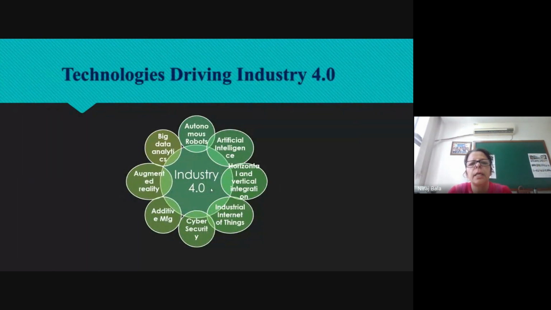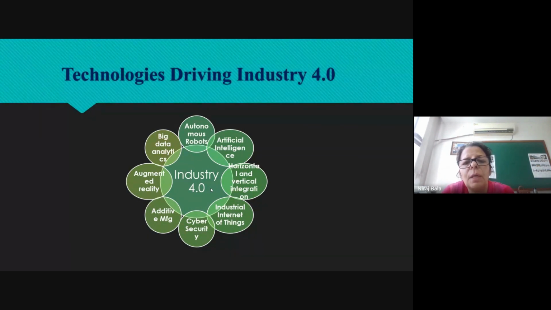Now, what are these technologies? These technologies include autonomous robots, artificial intelligence, horizontal and vertical integration, industrial Internet of Things, cybersecurity, additive manufacturing, augmented reality, and big data analytics. Autonomous robots we have already mentioned. So what is the reason why I am showing you these technologies?